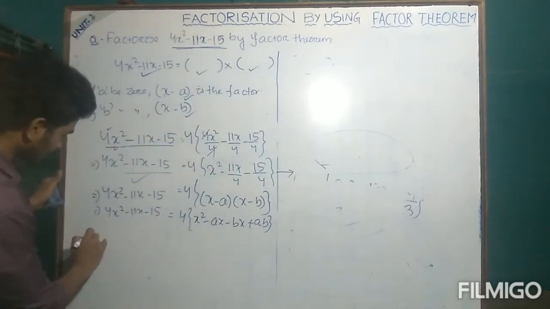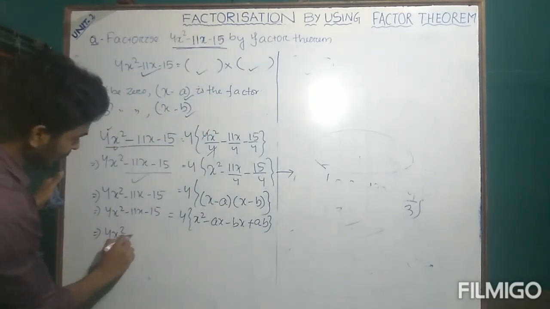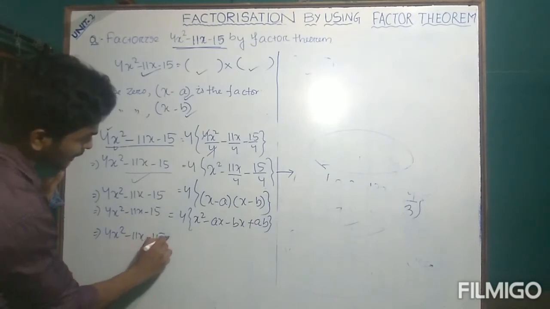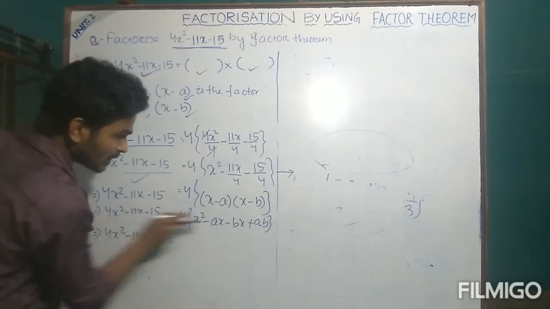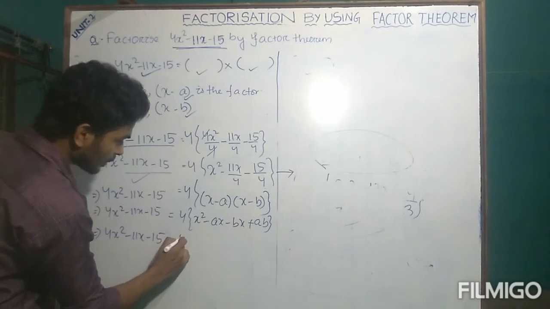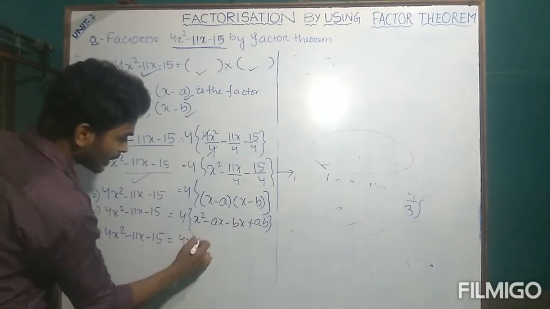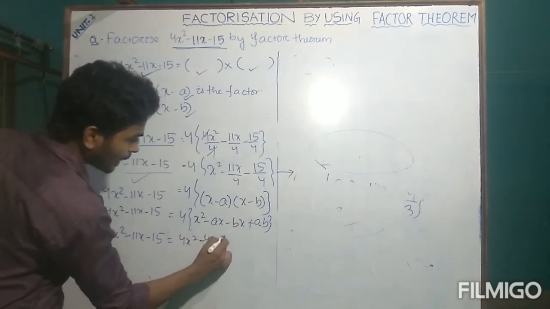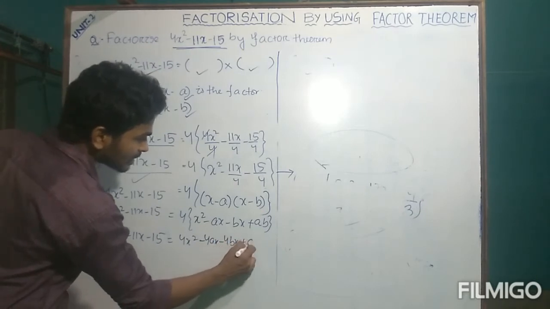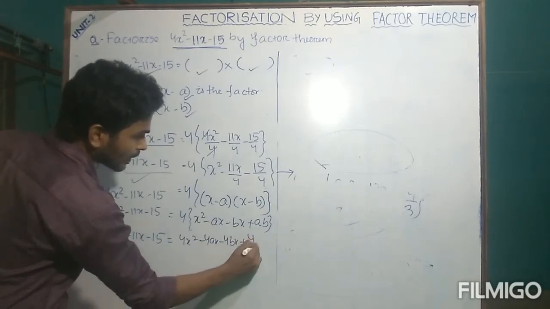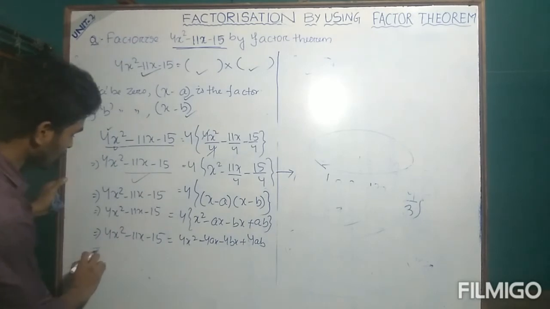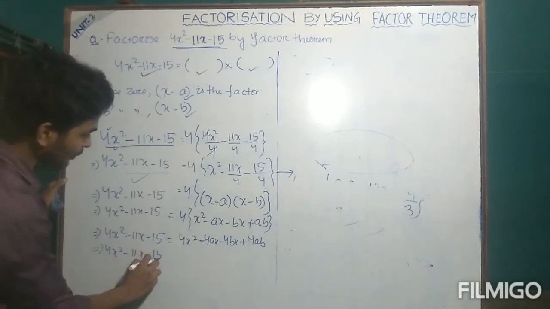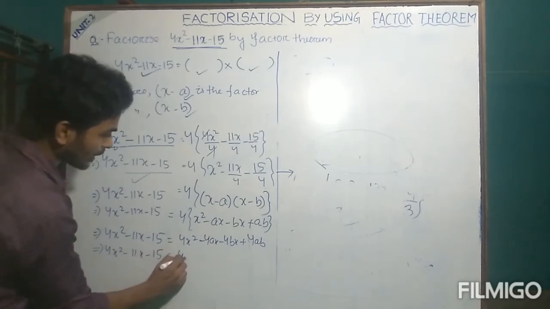So 4x square minus 11x minus 15. Now 4 is multiplied with all the terms. It will be 4x square minus 4ax minus 4bx plus 4ab. Now 4x square minus 11x minus 15 is equal to 4x square.